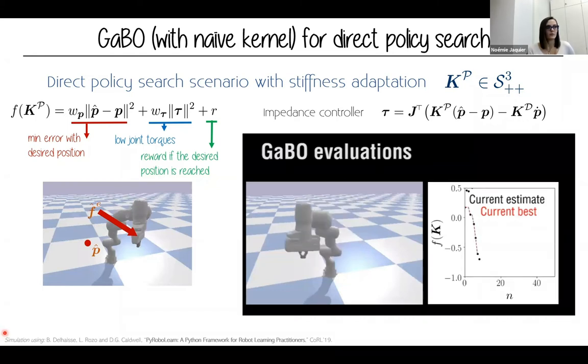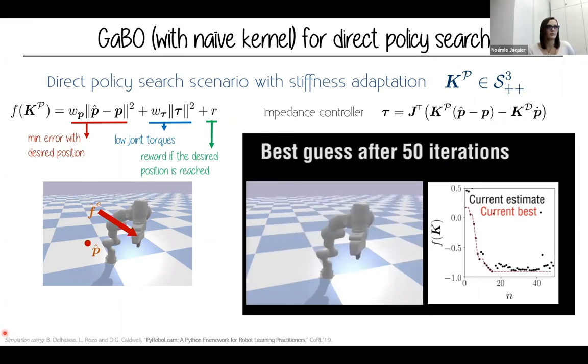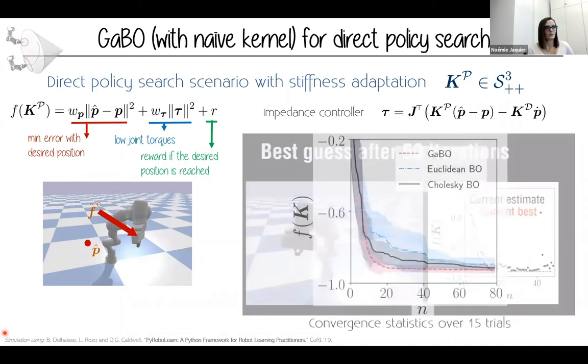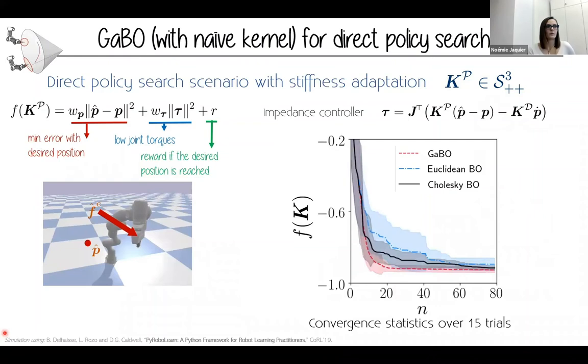You can see that now it goes very fast at the beginning, and after a few iterations, it finds a better solution, which allows it to go compliantly to the desired position. This is the best that we find after 50 iterations. You can here see the difference compared to the run at the beginning. Again, some convergence statistics compared to the two Euclidean-based optimization techniques that we have there. We see that, again, GaBO converges faster to a better optimum and also with lower solution variance.